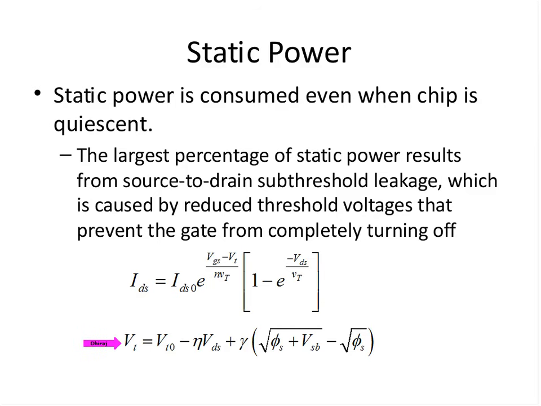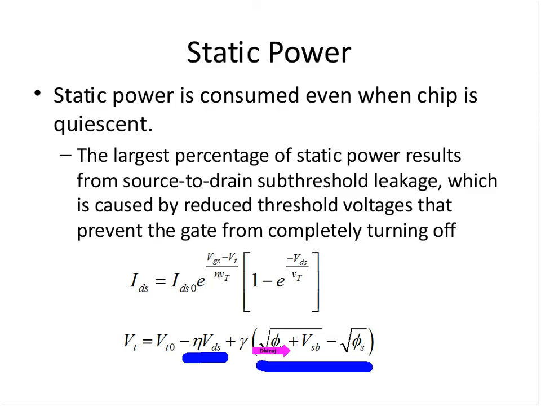So this is the VT formula, VT naught minus theta VDS plus gamma. This part of the equation here is related to the effect of the bias voltage. If you go back to the transistor equations of PMOS and NMOS, usually at the start of the analysis we assume that VSB is 0, the body effect is 0, but you could have a case where the body voltage is not 0, so there will be some difference between the voltage at source and voltage at body. So this takes care of that effect. This takes care of the drain to source effect, which depends on the drain to source voltage.